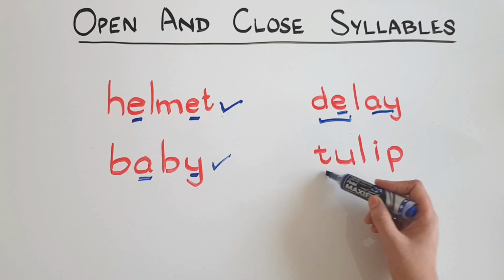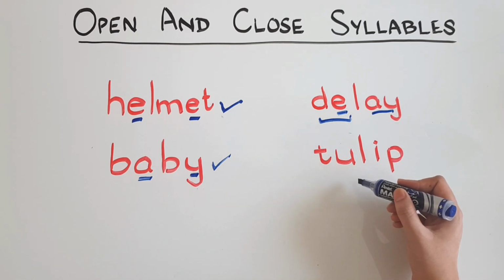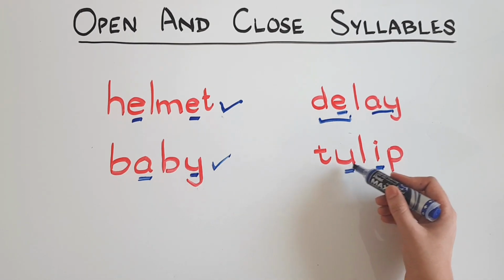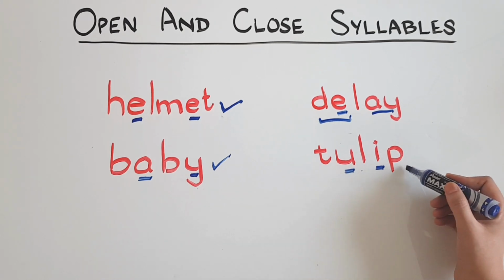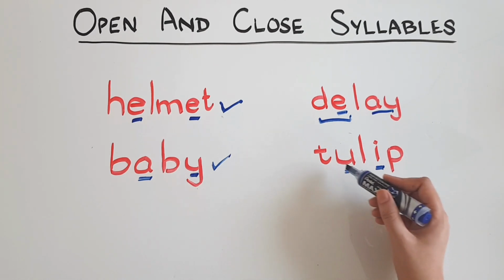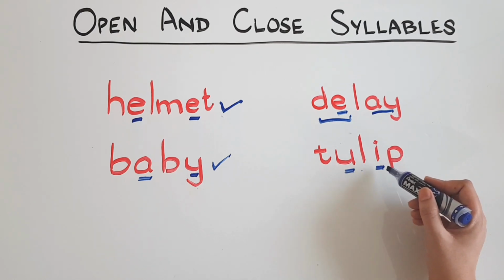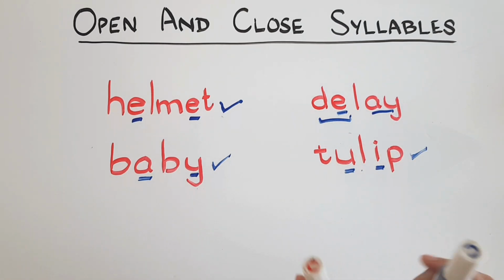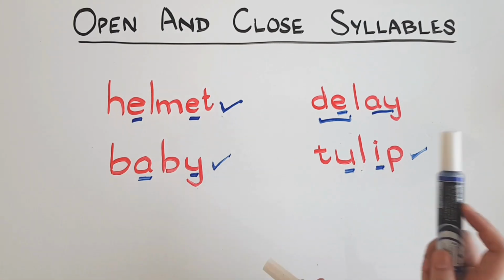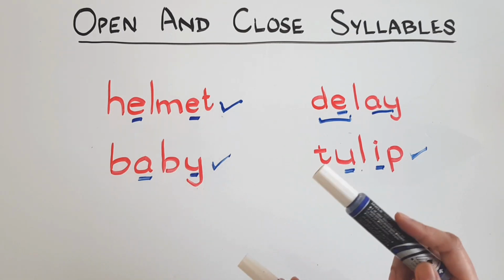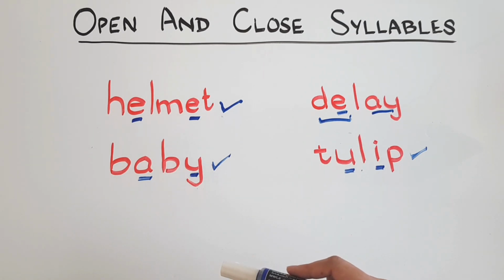The last word is tulip. Let's first mark the vowels, u and i. Read it with the short sound. T, u, l, tul, ip, ip, tul-ip. No, it doesn't sound right. Let's read it with the long sound. T, u, too, l, ip, lip, too-lip. Yes, this is correct now. One thing that you always have to mention to the kids is that they need to be flexible while reading English words. If the word is not working one way, try to change the sounds of the vowels and read it the other way. And whatever makes sense, that is the correct word.